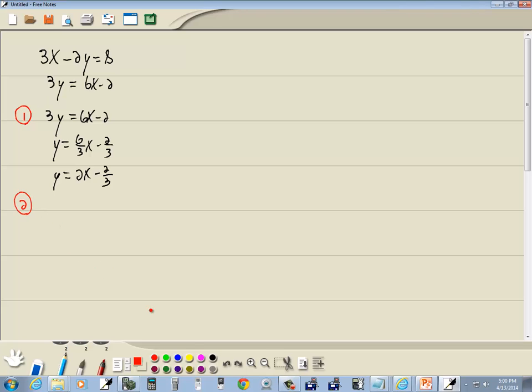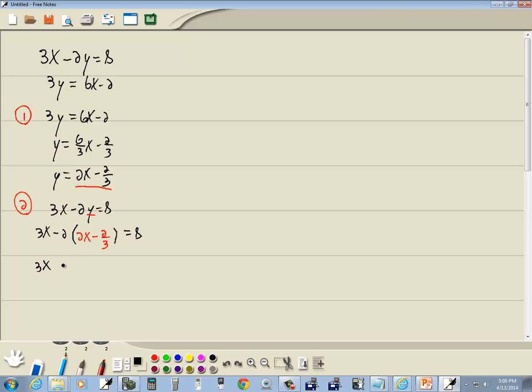Step 2, I want to plug this into my other equation. So I'm going to plug that into 3x minus 2y is equal to 8. Up here we said y is equal to 2x minus 2/3, so we're going to replace the y here with 2x minus 2/3. And then we want to solve.